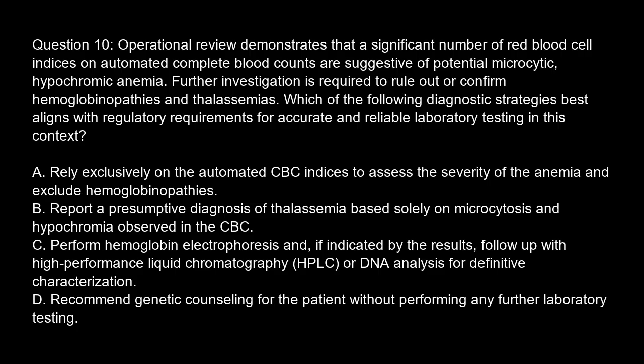Option A. Rely exclusively on the automated CBC indices to assess the severity of the anemia and exclude hemoglobinopathies. Option B. Report a presumptive diagnosis of thalassemia based solely on microcytosis and hypochromia observed in the CBC. Option C. Perform hemoglobin electrophoresis, and if indicated by the results, follow up with high-performance liquid chromatography, HPLC, or DNA analysis for definitive characterization. Option D. Recommend genetic counseling for the patient without performing any further laboratory testing.